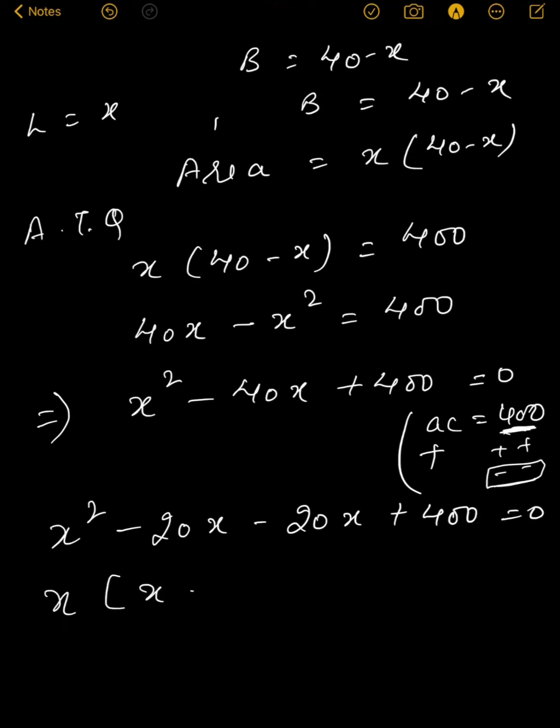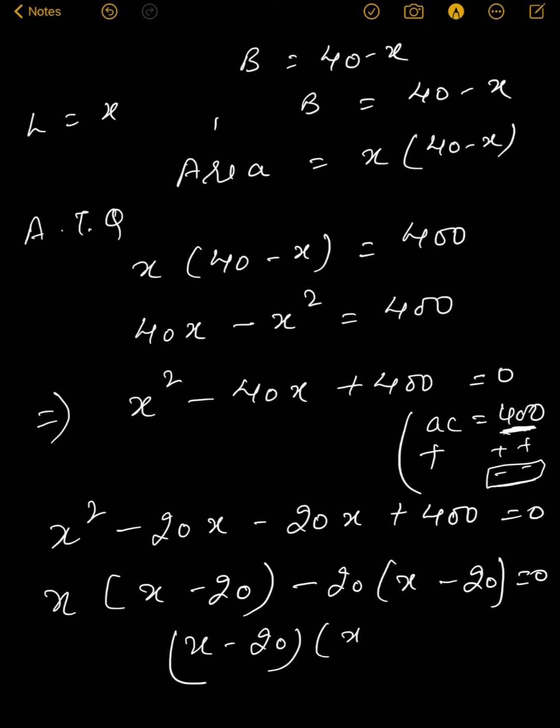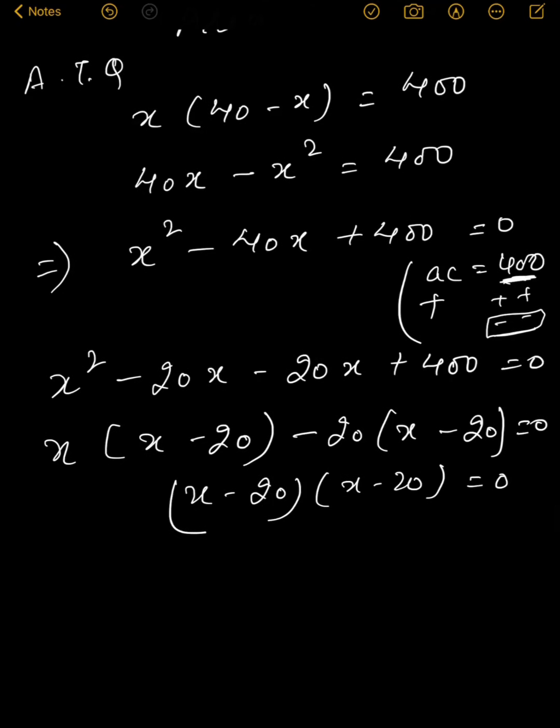So this is x minus 20. Again you can take minus 20 common. x minus 20 equals 0. x minus 20 and x minus 20 equals 0. In both the cases you are getting x is equal to 20, in both the factors.